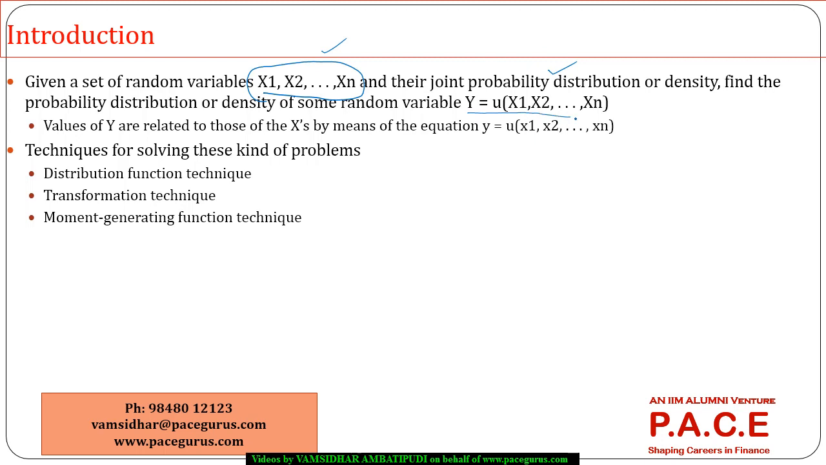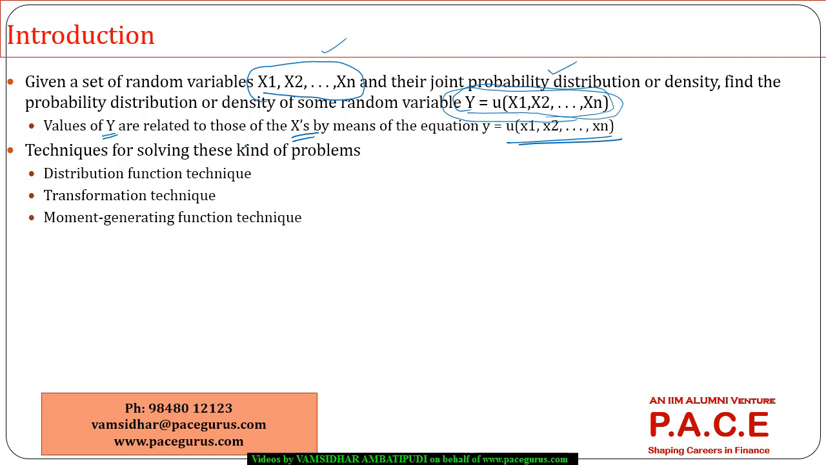Now I am more interested in finding the probability density function or the distribution function of another function of these random variables. So the x's are given, and I am interested in finding y, which is some function of x1, x2, x3, and so on. The values of y are typically related to the values of x by this kind of equation. It could be a very simple equation involving only one variable, or a very complex equation involving multiple variables as well.